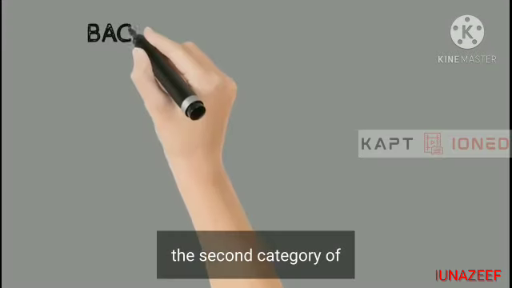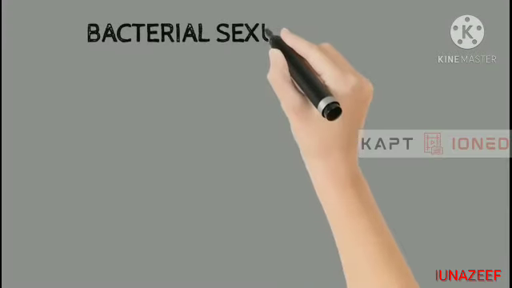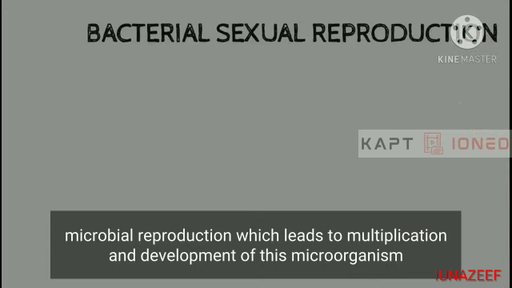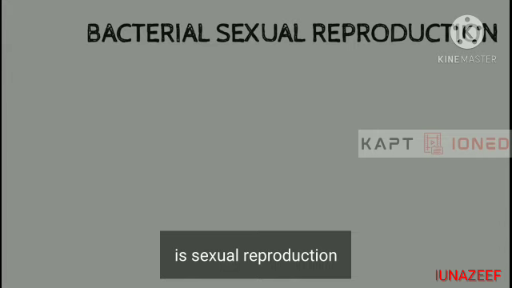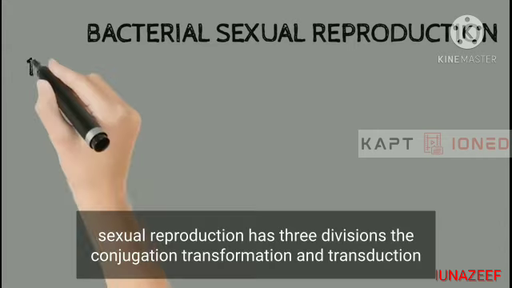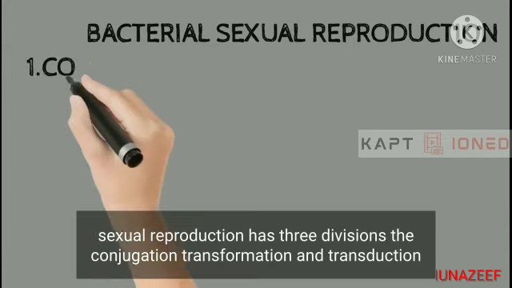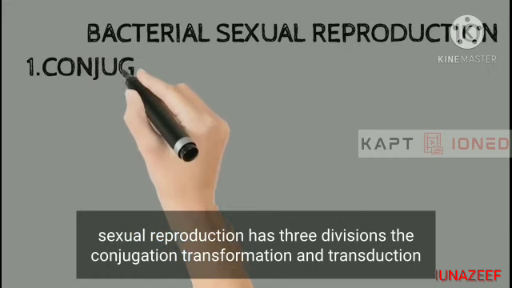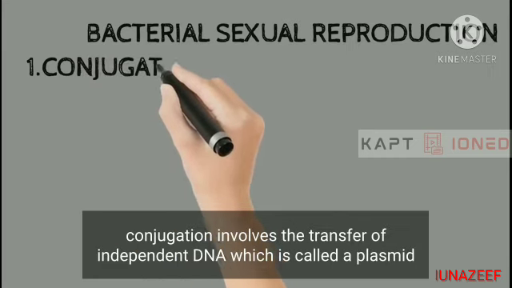The second category of microbial reproduction, which leads to multiplication and development of these microorganisms, is sexual reproduction. Sexual reproduction has three divisions: conjugation, transformation, and transduction.